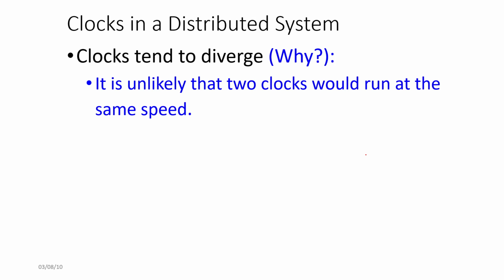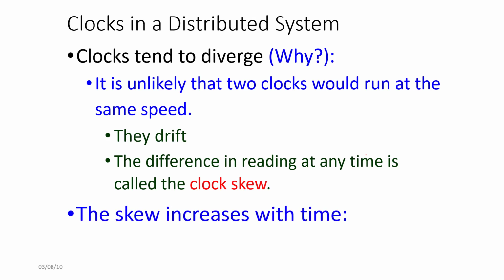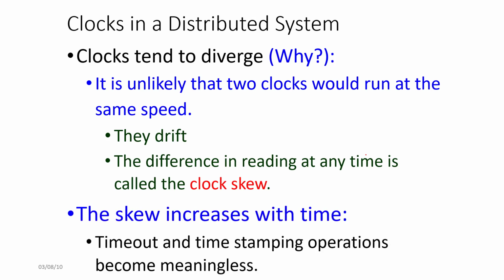So it's very unlikely that any two clocks would of course run at the same speed. There would be some drift. The difference between what the clock is showing and the actual time is the clock skew, basically. And needless to say, as time passes by, the skew will increase with time. So over time, any kind of operation that relies on the value of the clock, like a timeout or time stamping, will become quite meaningless, right? They will lose their meaning. So this is why there is a need to periodically fix the values of these clocks.